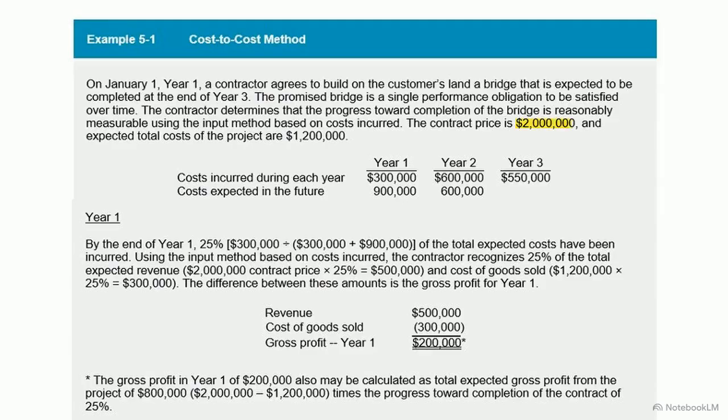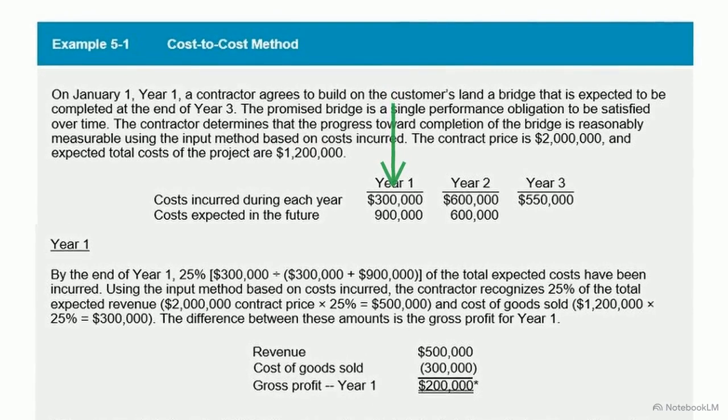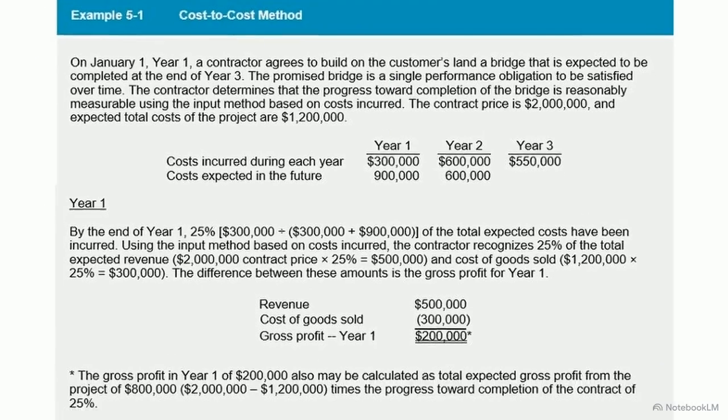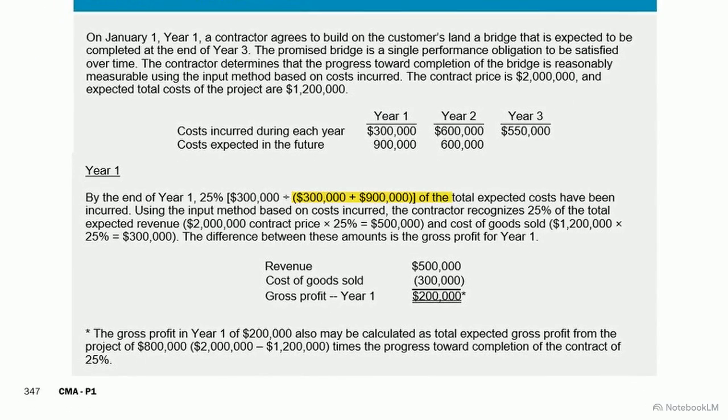Looking at this source example, a contractor agrees to build a bridge. The total contract price is $2 million, and they expect the total costs of the project to be $1.2 million. By the end of year one, the contractor has actually incurred $300,000 in qualifying costs. We plug those figures into our cost-to-cost formula. We divide the $300,000 in costs incurred by the $1.2 million in total expected costs. That tells us the performance obligation is exactly 25% satisfied.